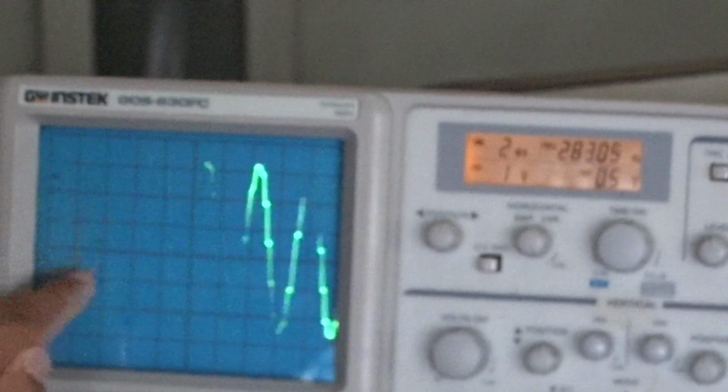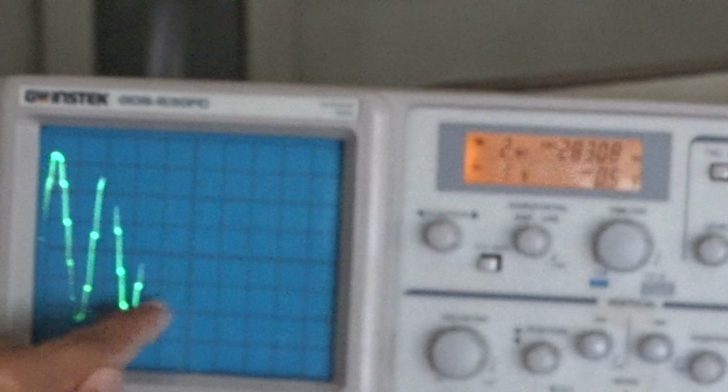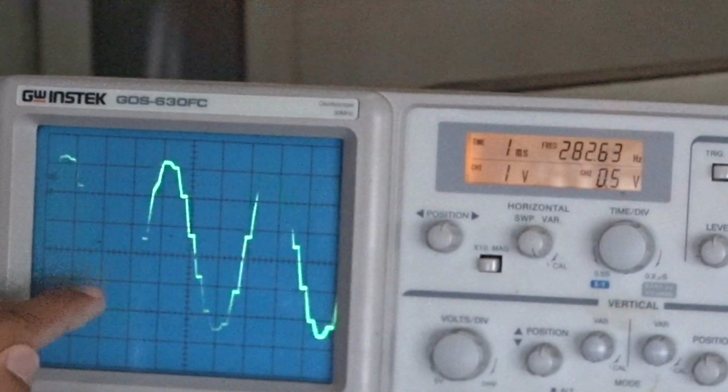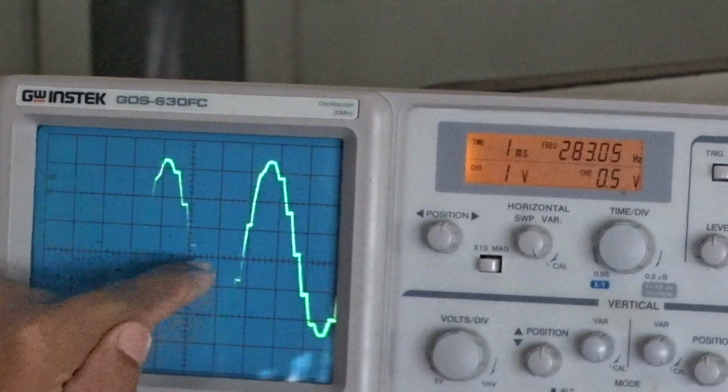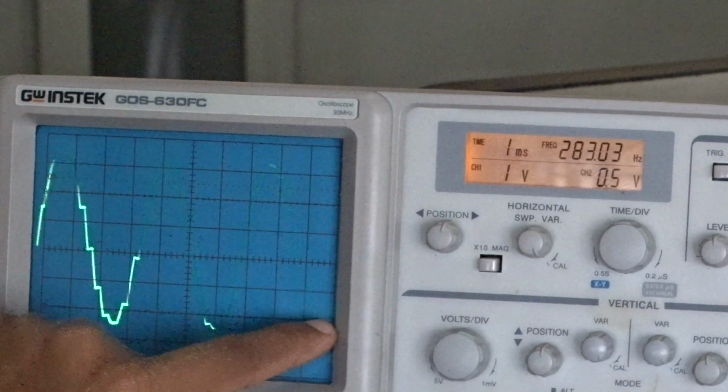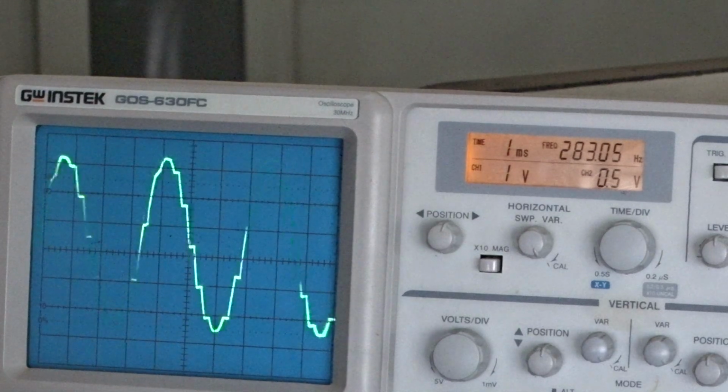What you can see here, you can observe the output. It is a sampled signal, and we got this sampled output here. You can observe here. The output is clearly visible. That's it for the construction part.